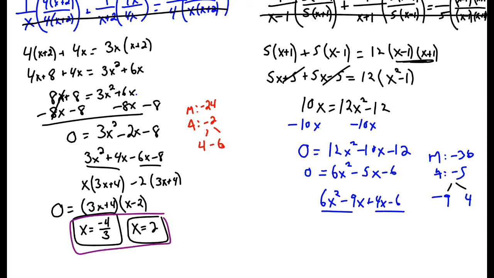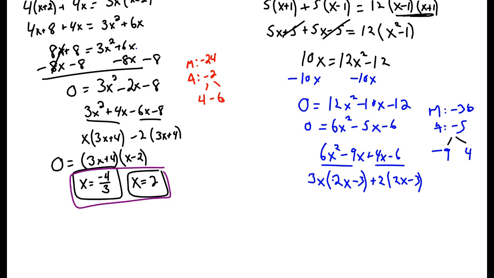Now we group. 3x times 2. I'm left with 2x there. I'm left with 2x minus 3. My GCF here is a 2. And I'm left with 2x minus 3, which is good, because that tells me my factors are 0 equals, my new GCF is 2x minus 3, and my other factor is 3x plus 2.